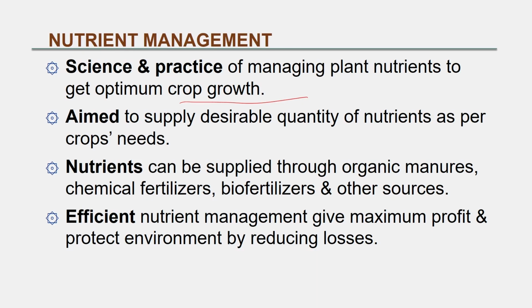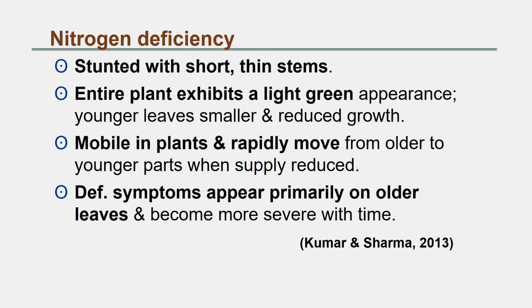So nutrient can be supplied through variety of sources like organic manures or chemical fertilizer or biofertilizer, etc. Efficient nutrient management gives maximum profit and protects environment by reducing losses. The basic purpose of nutrient management is to reduce the environmental pollution, increase the efficiency of the nutrients, and also increase the profit of the farmer. Let us start with nitrogen.